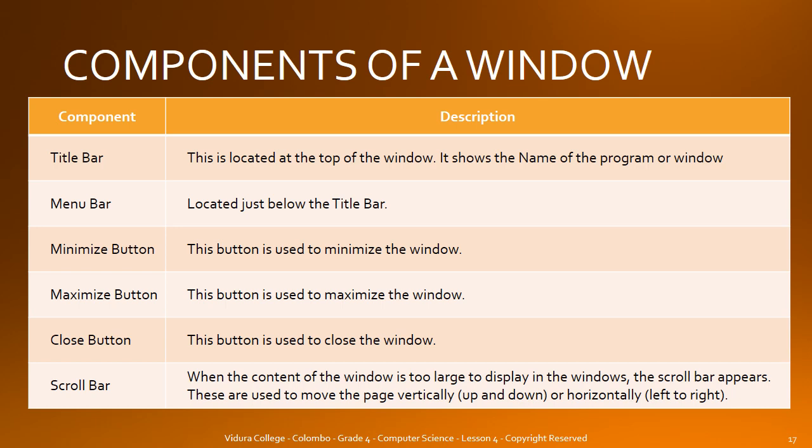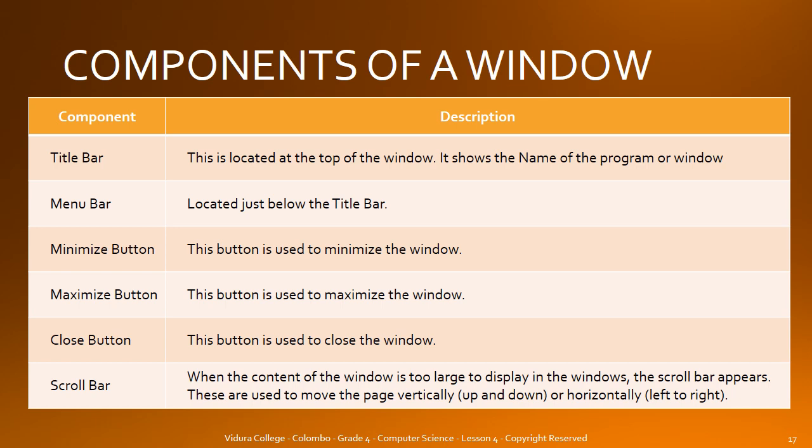This shows you the components or the parts of a window. Title bar is located in the top of the window. It shows the name of the program or window. Menu bar is located just below the title bar and it has different menu options. Minimize button is used to minimize the window. Maximize button is used to maximize the window. Close button is used to close the window.